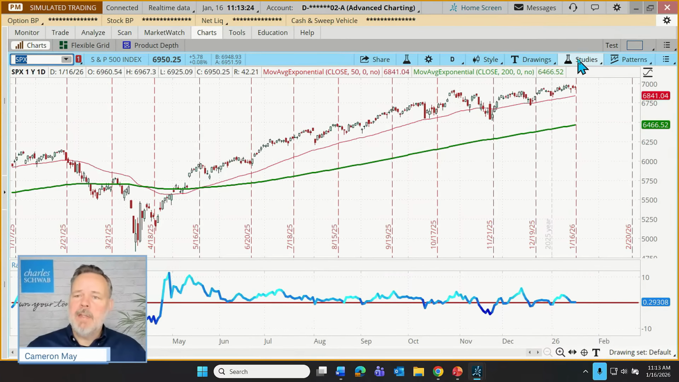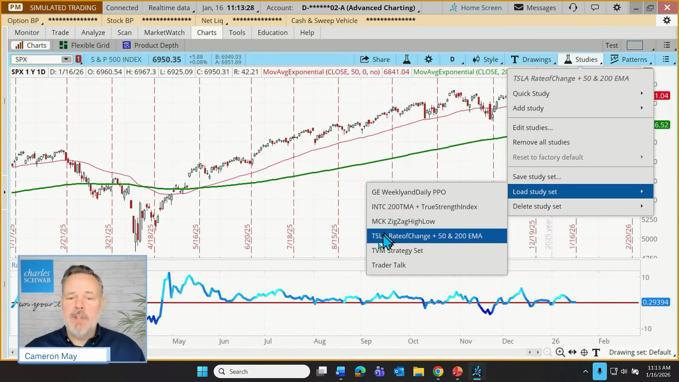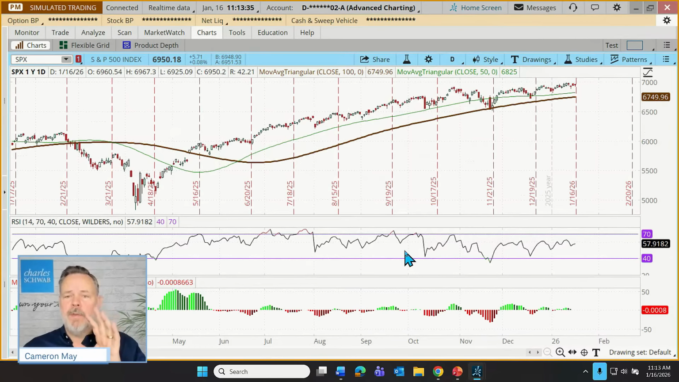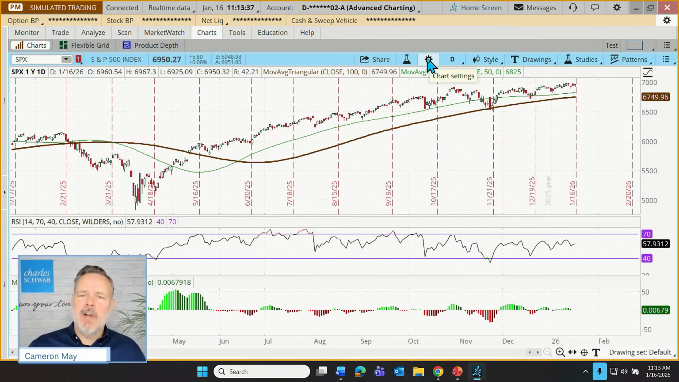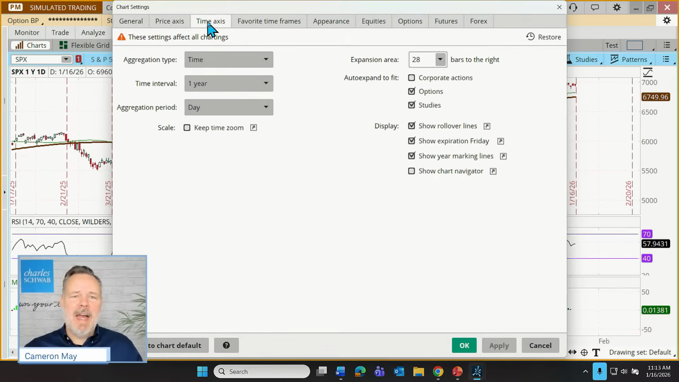And the S&P we typically look at through our example lens of the trend value momentum, abbreviated to TVM, strategy set. So for traders who use this, and I'm going to unclutter my chart here a little bit. We don't need these vertical lines. Let's come up here and change our chart settings. Let's go up here where it says time axis, and I'm going to uncheck the box for show expiration Friday. That's what this is for options traders. I also don't need quite so much space off to the far right of the chart. I don't need all of this extra white space.